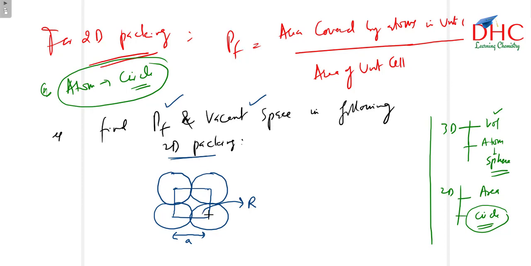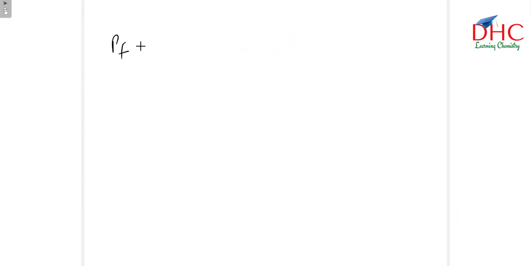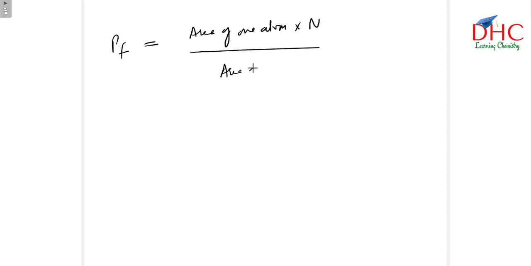So what you will do is find the packing fraction. We know that packing fraction will be equal to area covered by atoms, which means area of one atom multiplied by number of atoms, divided by area of unit cell.